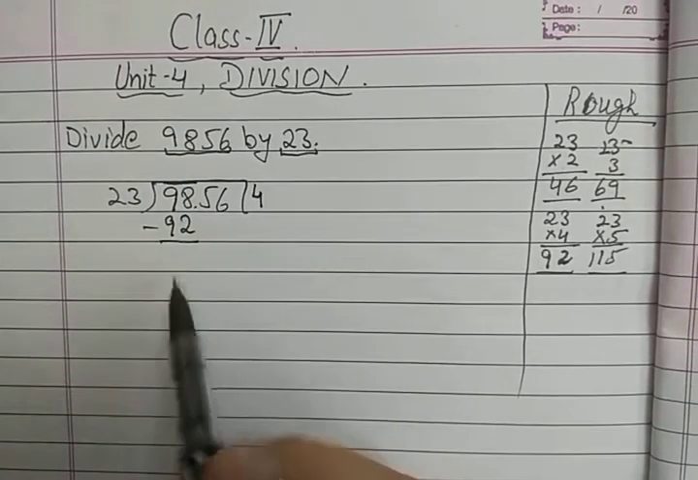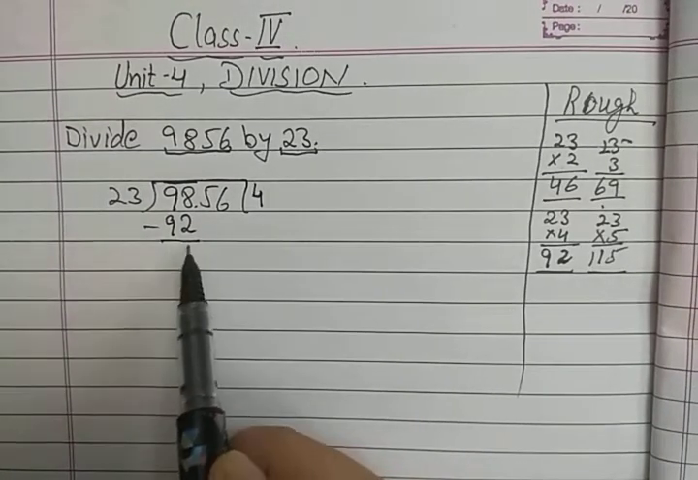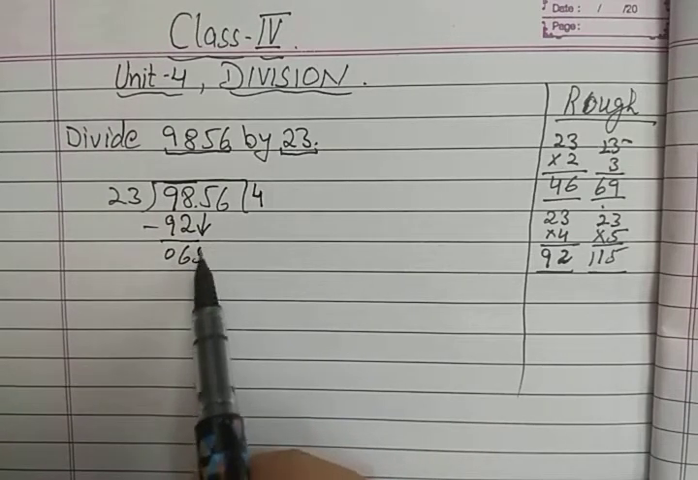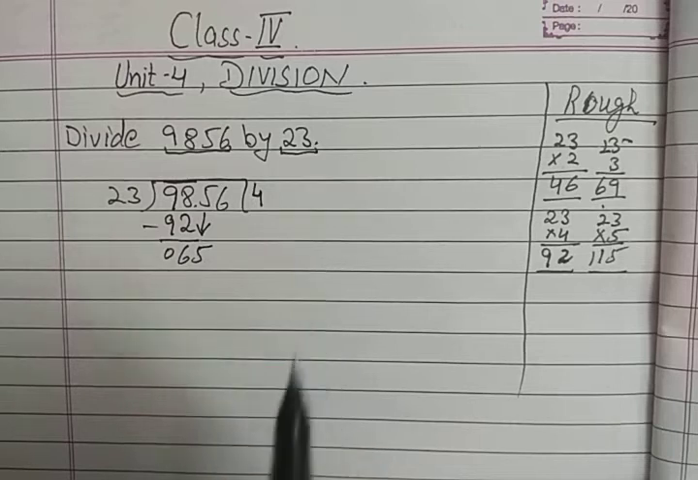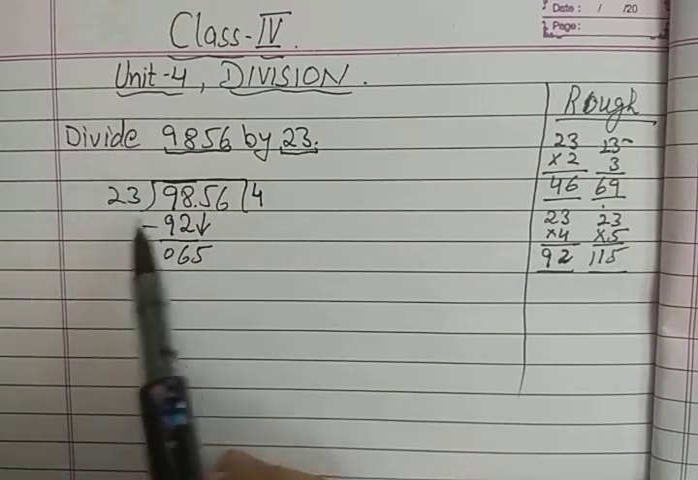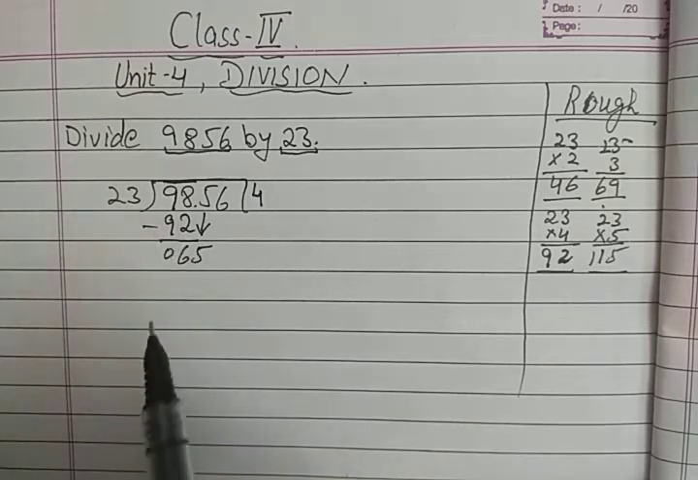Subtract it. What is left is 6. Now what will come down? The procedure of division is the same. The only thing is you don't know the table of 23. That is the only problem.